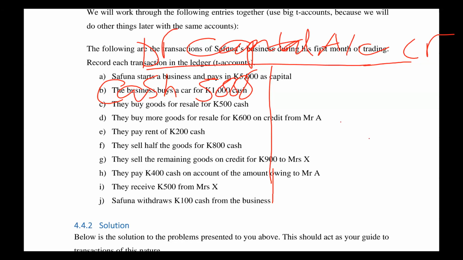We buy the things for resale. That's a purchases account. So you have observed that the capital account is not involved. Therefore, you skip the transaction. You don't record it. They buy more goods for resale for 600 kwacha on credit from Mr. A. Which two accounts are involved?